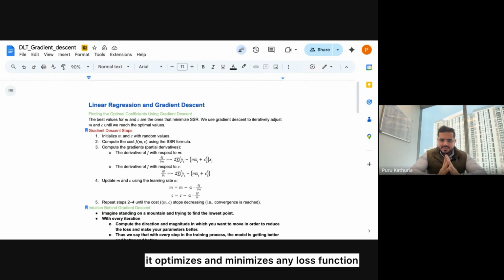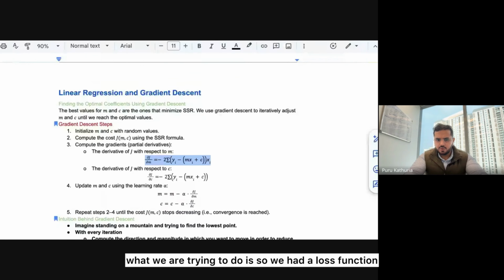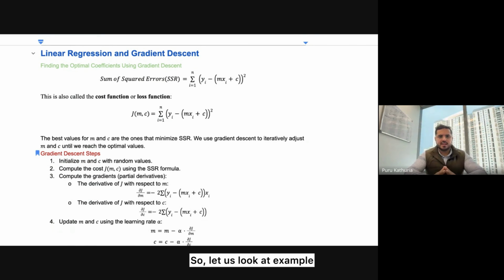It optimizes and minimizes any loss function that you feed it. Gradient descent works the same for all the loss functions. Now, let's look here. In this case, we had a loss function and we computed the partial derivative, right? Let's look at the example. Let's look at linear regression and gradient descent both at once.